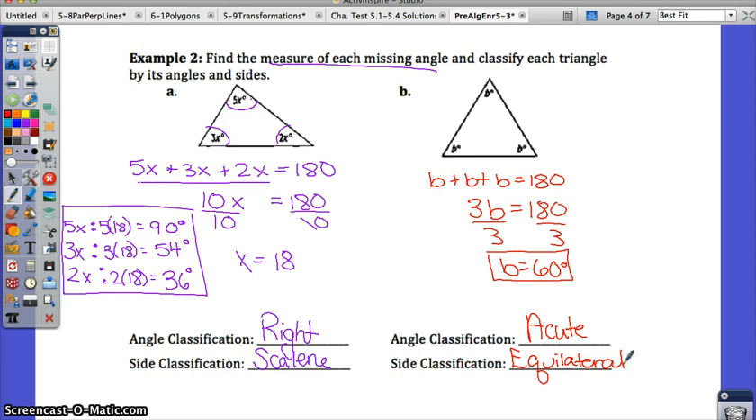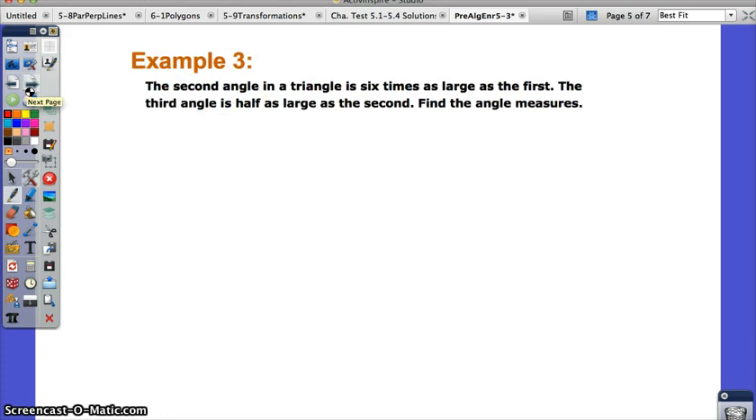The last example then in these notes is going to be the same idea. We're still using the triangle sum theorem, but you're going to have a word problem and you need to set up your triangle. So let's try this together. The second angle in a triangle is 6 times as large as the first. The third angle is half as large as the second. Oh, that's a lot of words. So I'm going to just pull out the highlights there.